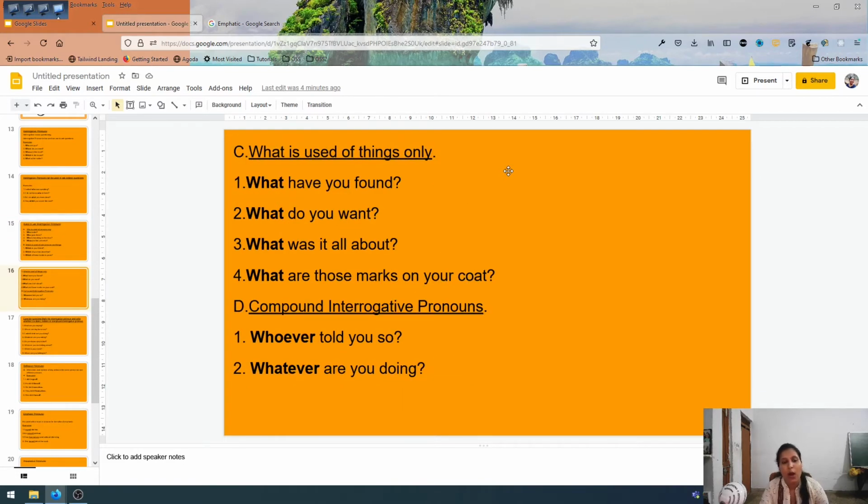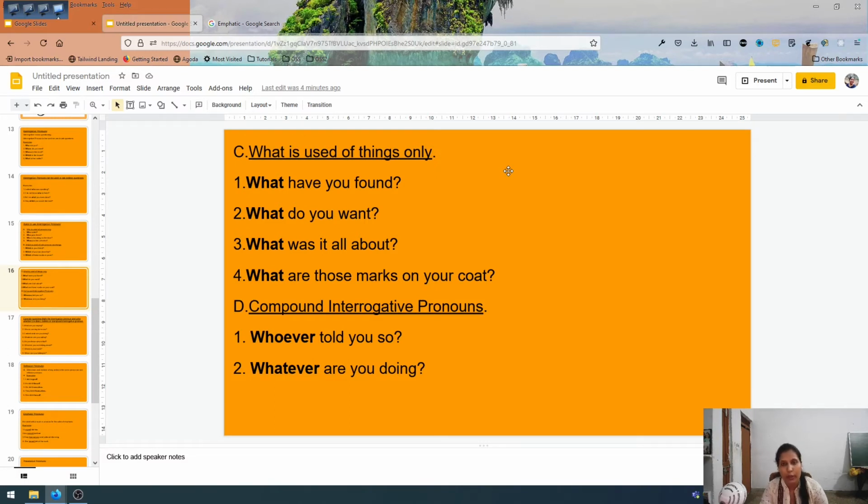Then what is used of things only. Whenever we are going to ask something about a thing, that time we use what. Like what have you found? What do you want? What was it all about? What are those marks on your coat? Okay. And then compound interrogative pronoun.